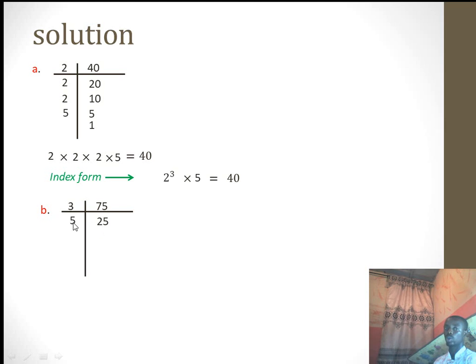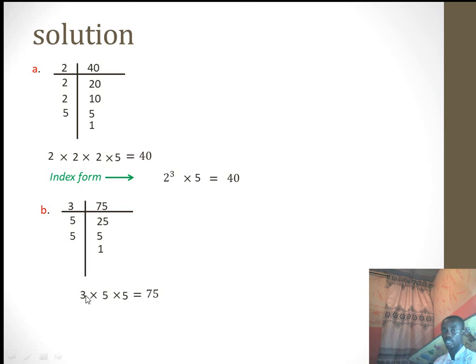Next, we'll make use of 5. 25 divided by 5, that is 5 itself. Next, we'll make use of 5. 5 divided by 5, that is 1. Now we'll stop since we have 1 here. So we'll write out everything here in this column. That is going to be 3 multiplied by 5 multiplied by 5 equal to 75.